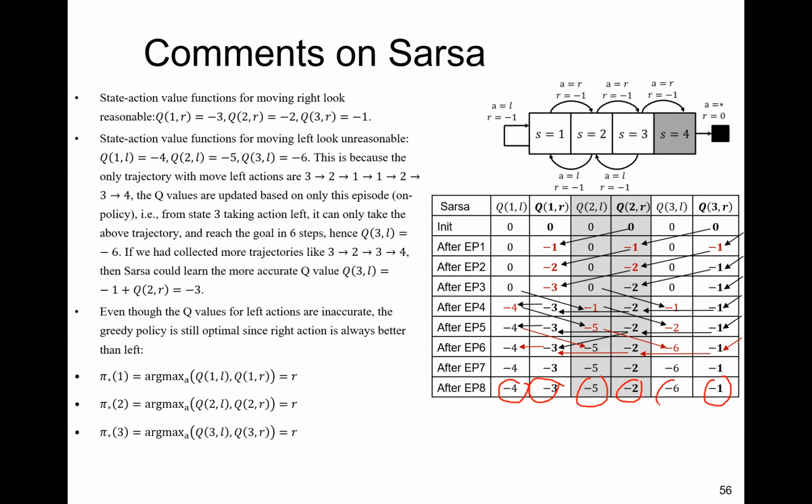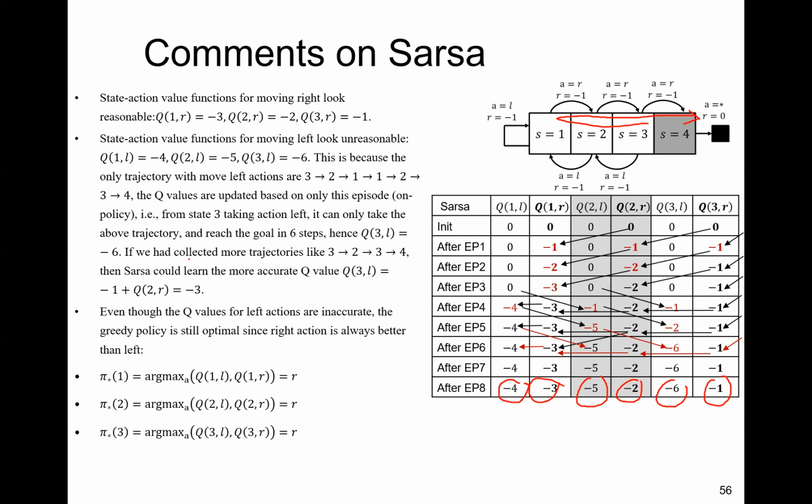This is because the only trajectory with moving left actions is this roundabout sequence you have seen, and the Q values are updated based on only this episode. It's on-policy learning, so anything it has not experienced, it has not learned. From state 3 taking action left, it can only take the above trajectory and reach the goal in 6 steps. Hence, Q3 left is -6.